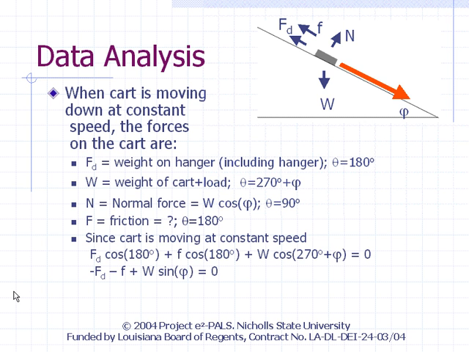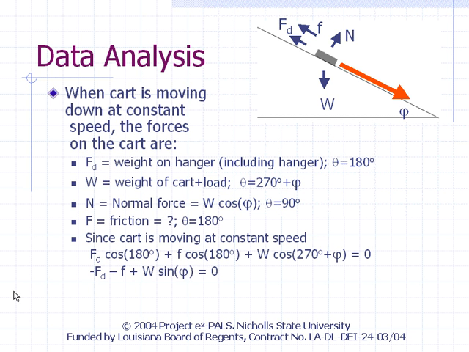With respect to the displacement vector, you should be able to show that theta is 270 degrees plus phi, where phi is the angle of inclination. Except for the last run, phi is 15 degrees. For the last run, phi is 30 degrees.